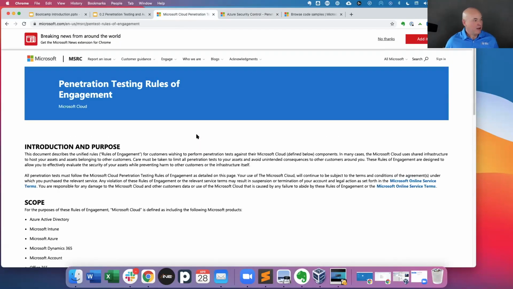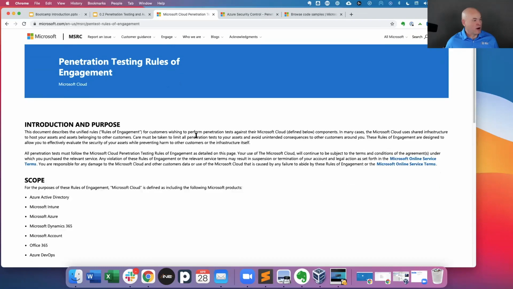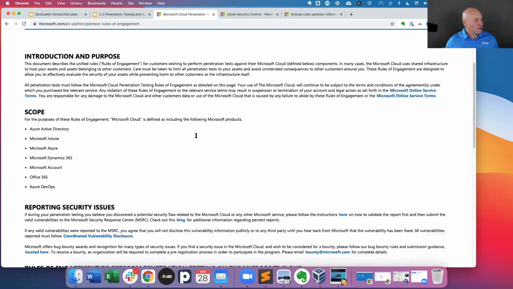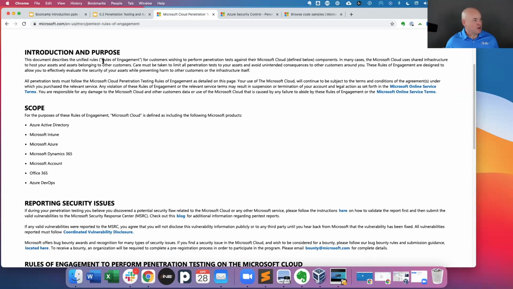Just like the rules of engagement that you're creating for a customer, you want to stay within the scope of this. So the introduction of purpose: this document describes unified rules of engagement for customers wishing to perform penetration tests against their Microsoft Cloud components. This is important because this is a shared environment. They want to be careful what's going on, because even though you may have a separate environment, if you're on a shared server, you're affecting performance of other servers, even networks.